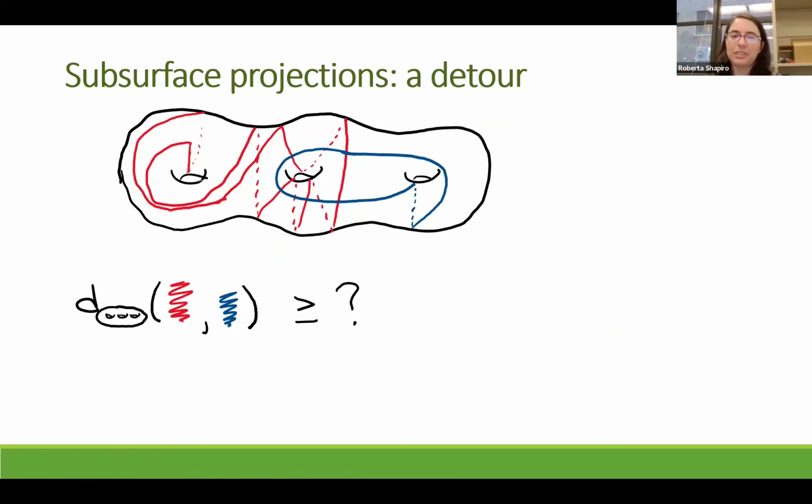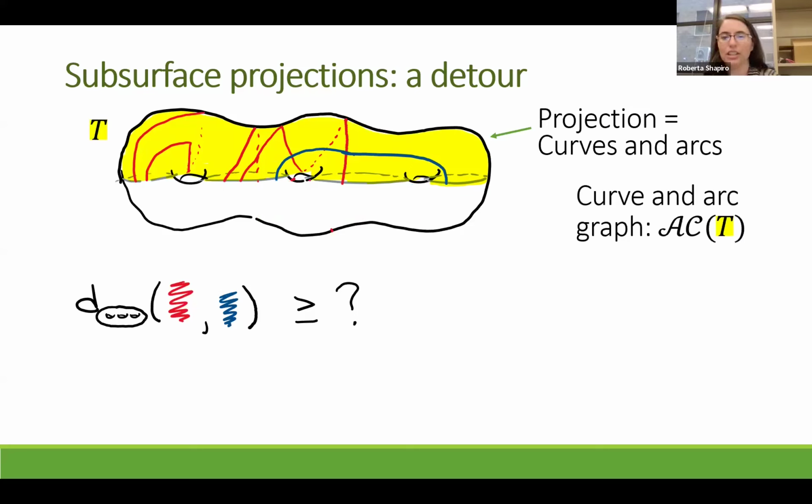So we're going to take a little bit of a detour into talking about subsurface projections. So let's say we have this red curve and this blue curve, and we want to know what the distance between them is. And we're going to totally ignore the fact that it's 2, because that was a mistake on my part. So let's say it wasn't 2. And what is a way that we can bound the distance? Well, one way is to take a subsurface of our entire surface, so let's say this upper half, and we can look at the projection, and the projection is a set of curves and arcs. So you don't get a single curve or arc, you might get multiple. And in that sense, we no longer look at a curve graph, we might want to look at the arc and curve graph of this little subsurface.